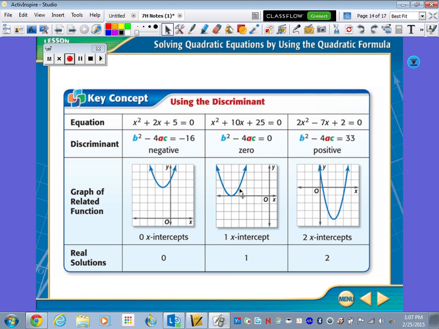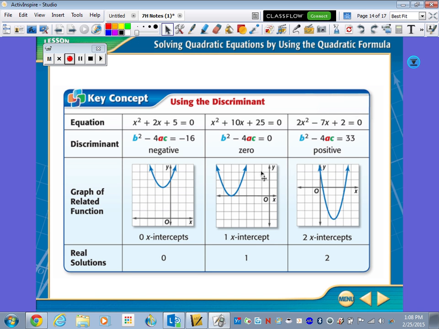Okay, now the next piece we want to talk about is using the discriminant. Basically, we have 3 equations here. If you notice, you have that b squared minus 4ac, that's the piece underneath the radical in the quadratic formula. So you still have to identify your a, b, and c, and then do the b squared minus 4ac to it. When you do that to this particular one, you get -16. When you do it here, you get 0, and when you do it here, you get a positive number.